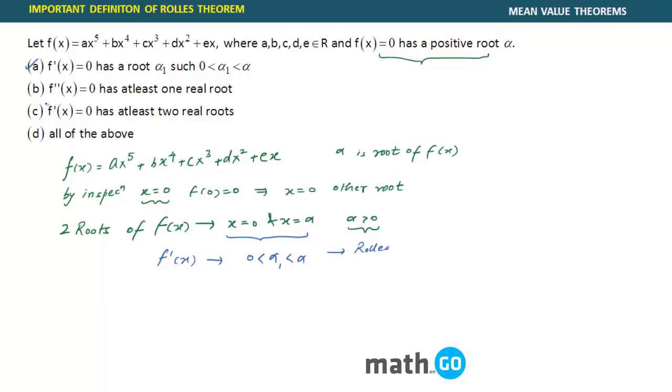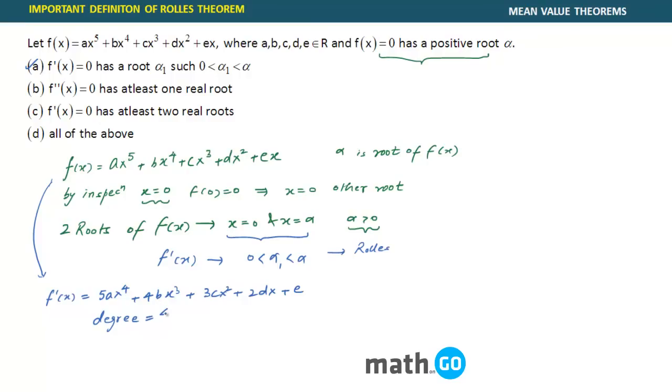Okay, so B says that f double dash x has at least one real root, and the C option says f dash x equal to 0 has at least two real roots. Now let's talk about this C part first. So what will be the derivative of this fx here? So yeah, this will be 5ax^4 plus 4bx^3 plus 3cx^2 plus 2dx plus e.